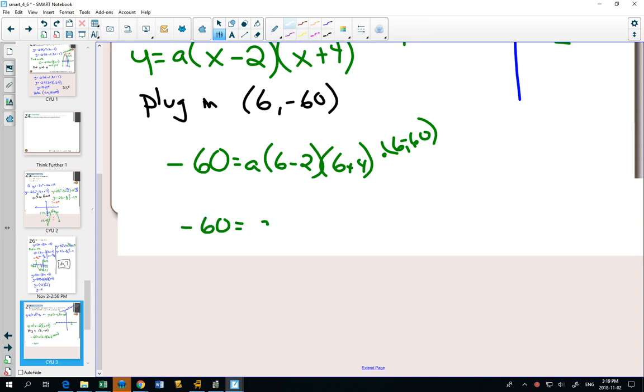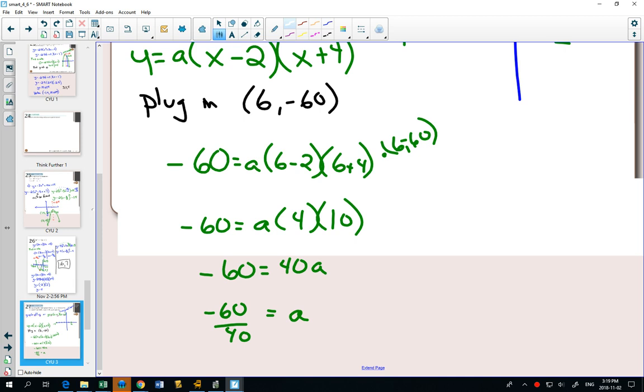And now our equation only has A to solve for. 4 times 10 is 40. Divide both sides by 40. Reduce this.